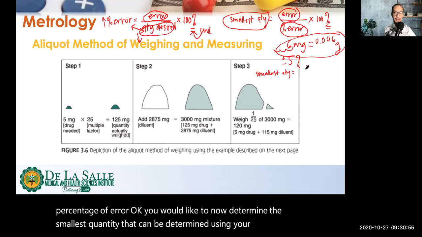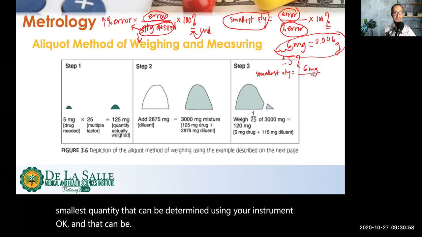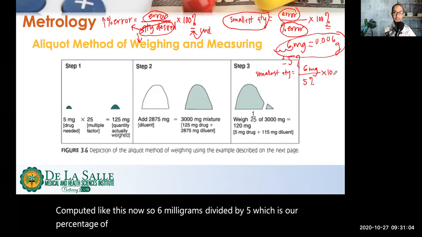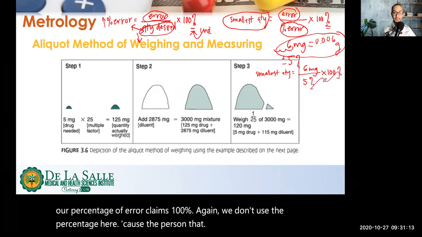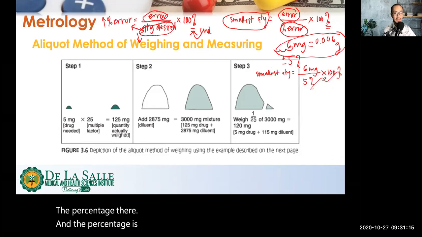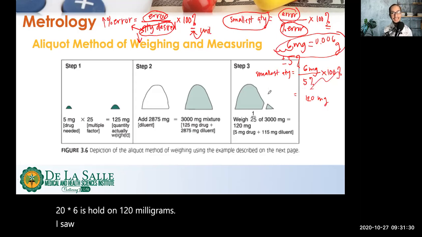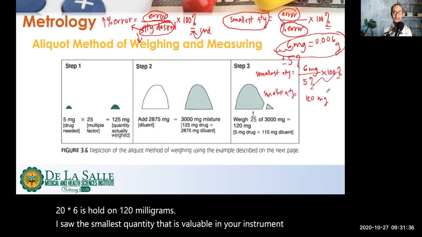That can be computed like this: 6 milligrams divided by 5%, which is our percentage of error, times 100%. Again, we don't use the percentage here because the percentages there are simply our units. So 100 divided by 5 is 20, times 6 is 120 milligrams. So the smallest quantity that is weighable in your instrument, therefore, is equal to 120 milligrams.